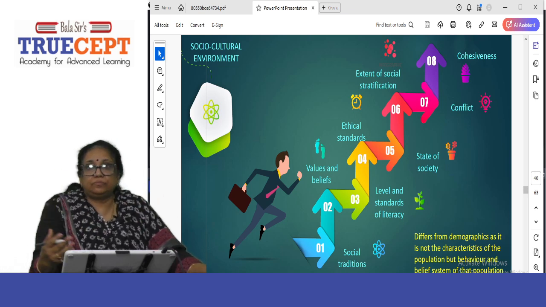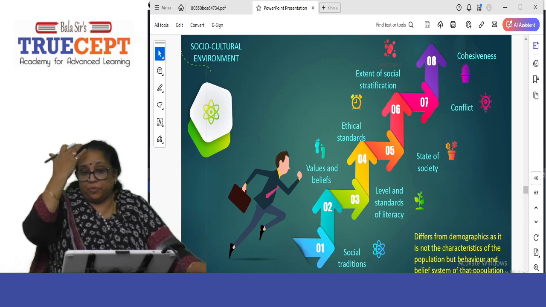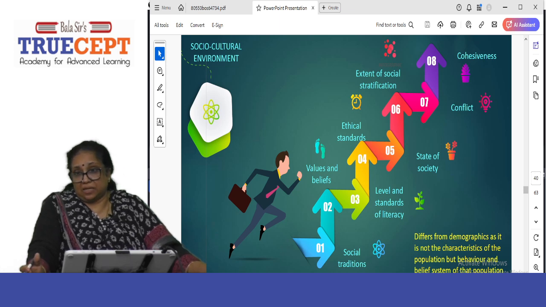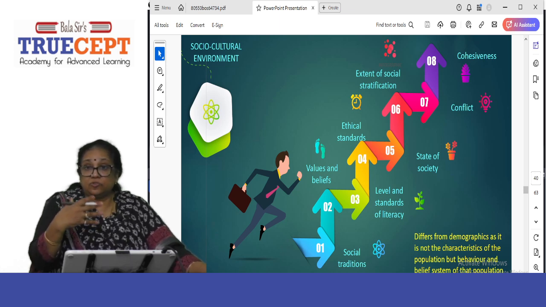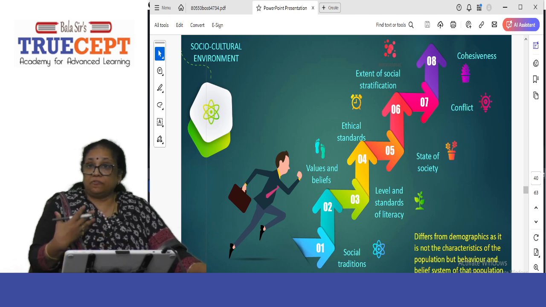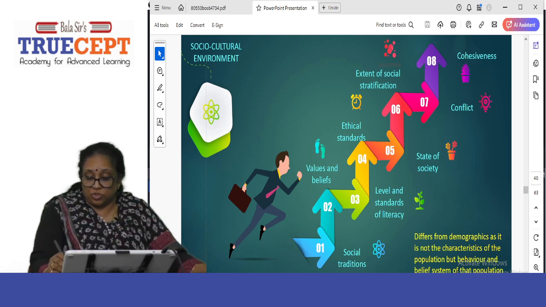See, for example, in Karnataka long back, they broke the KFC when it started. They just broke the establishment, because they didn't want KFC to be started in Karnataka. See, that is the kind of socio-cultural environment we are talking about. What kind of conflicts, whether they are all really bonded together, that is your socio-cultural environment.